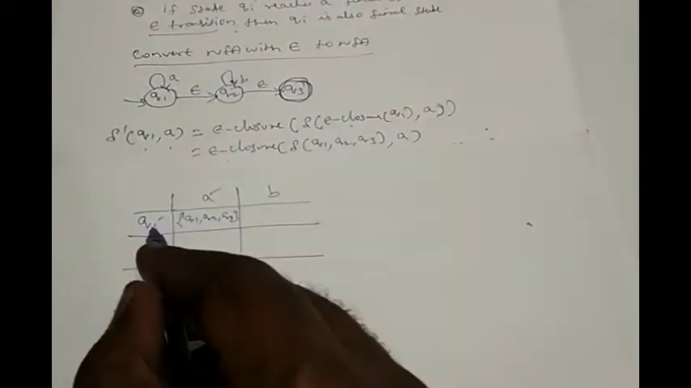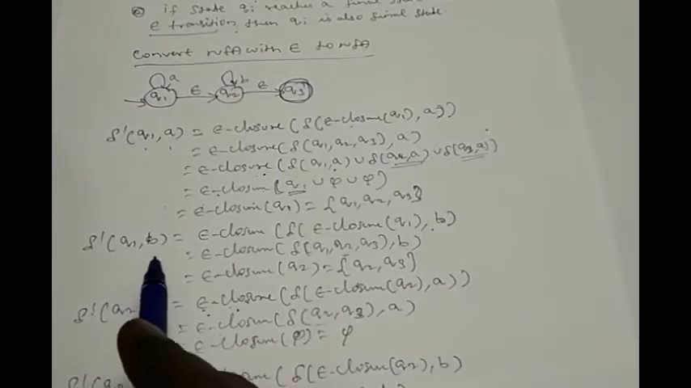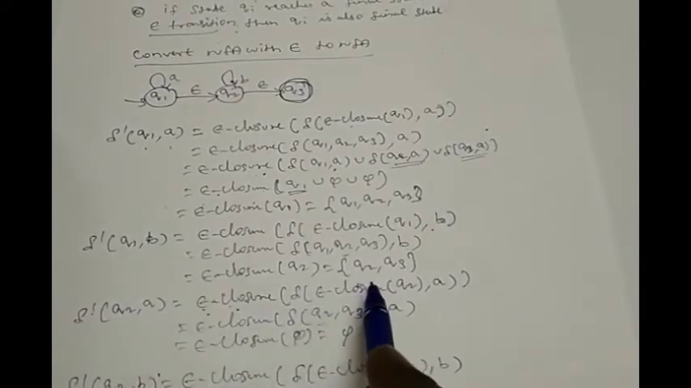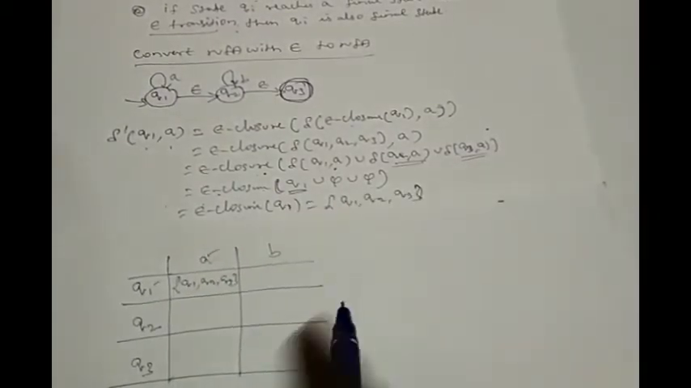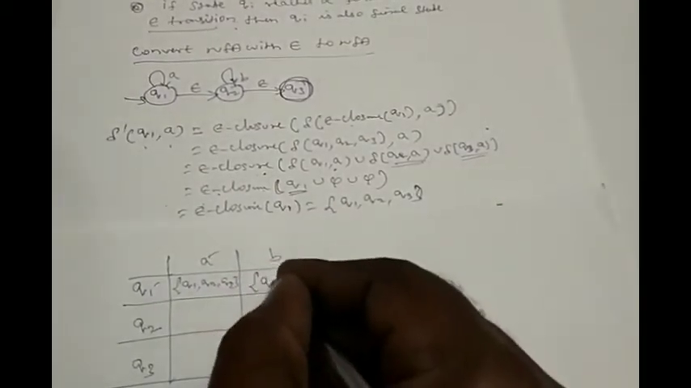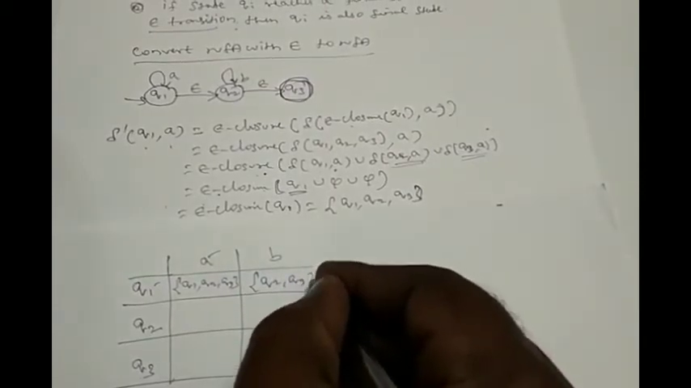Now in Q1 when I apply B, okay, where does it go? Now you just go and see delta dash Q1 comma B. Q1 comma B actually goes to Q2 comma Q3. So this one. So actually we will have to write here Q2 comma Q3.